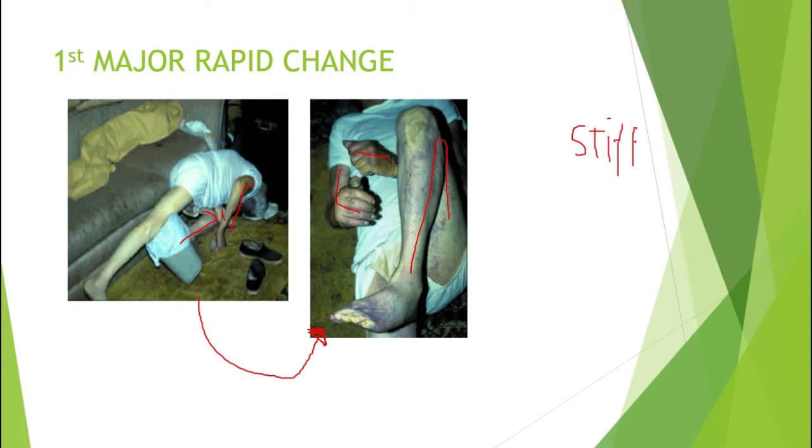But if you call it stiffness, then I don't think anyone will ever call you a medical detective. So you need to sound a little more sophisticated, right? So for this purpose, call it rigor mortis. Yes, you're right. It's rigor mortis. It's the first major rapid change that we are going to study about.